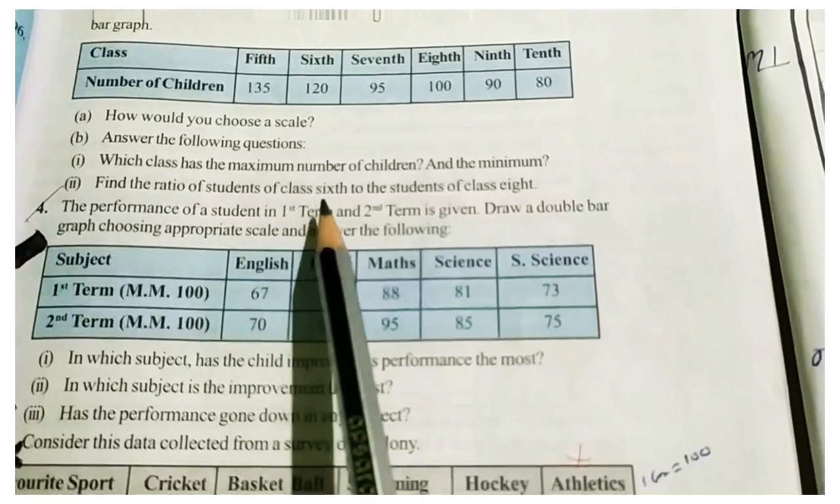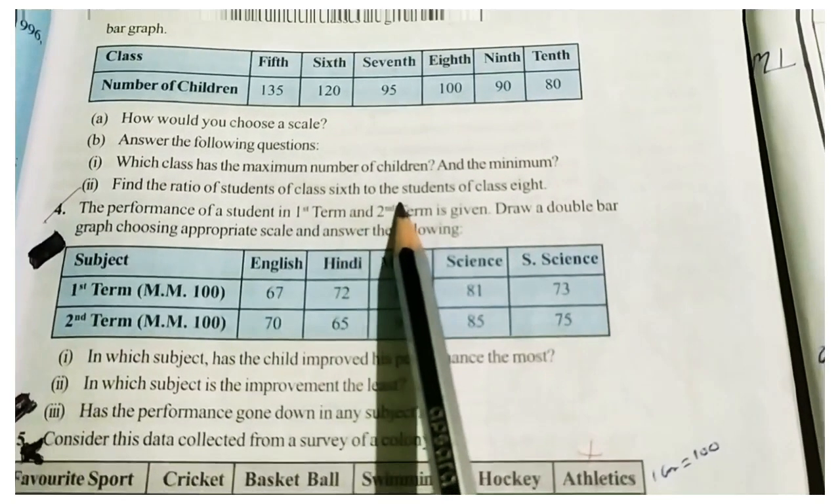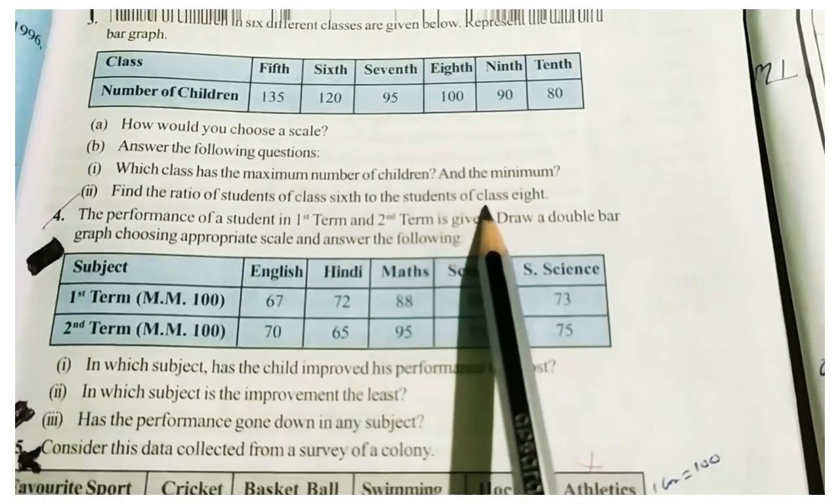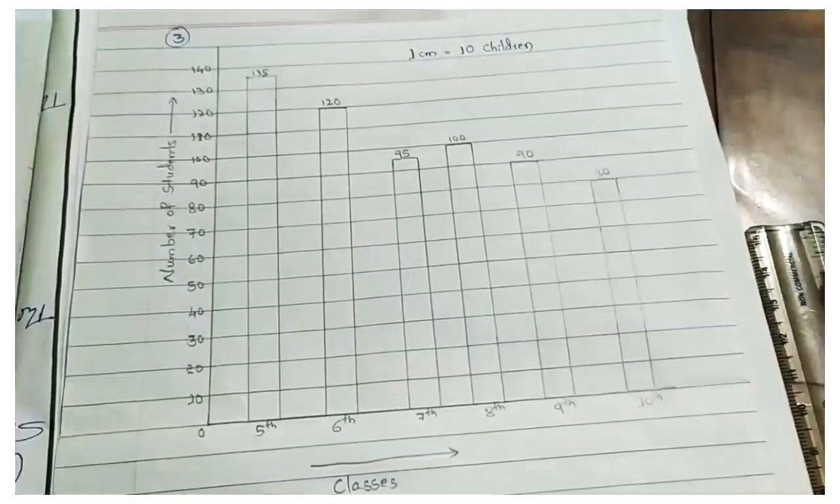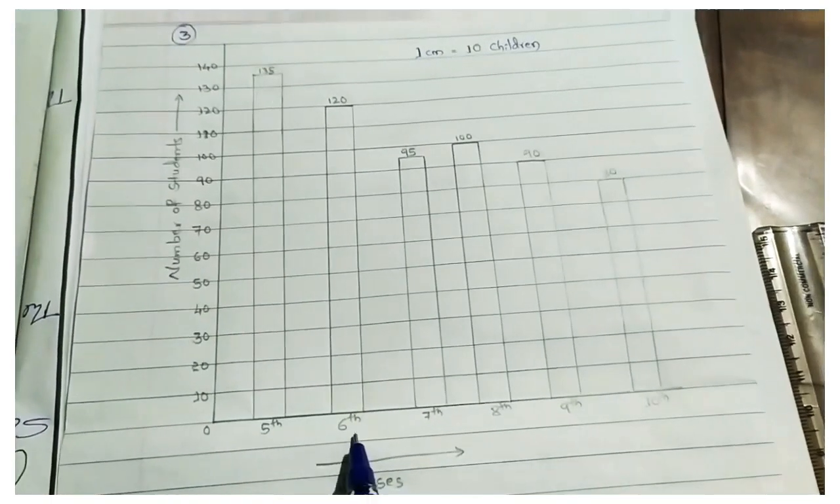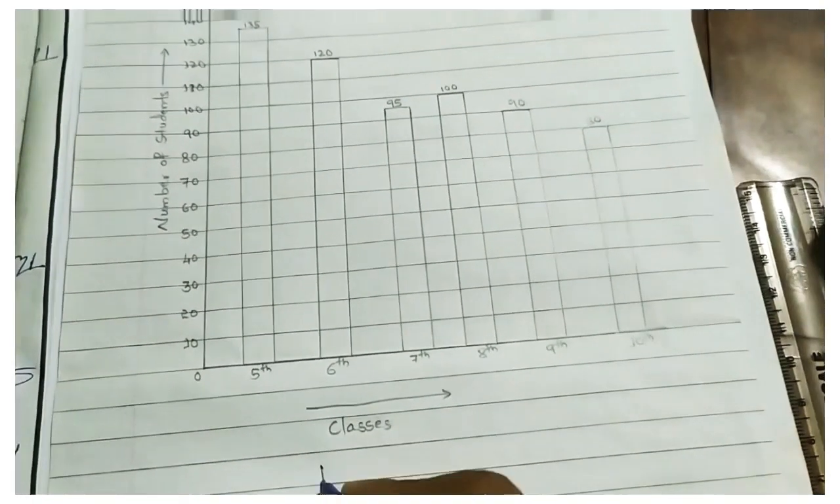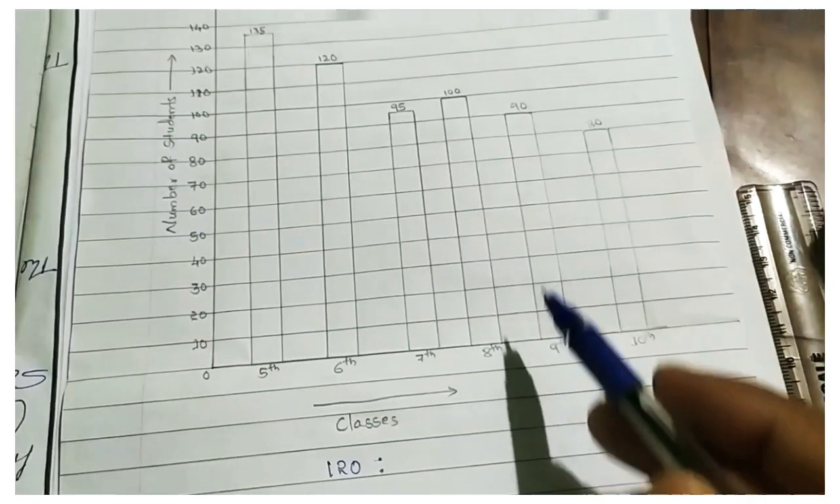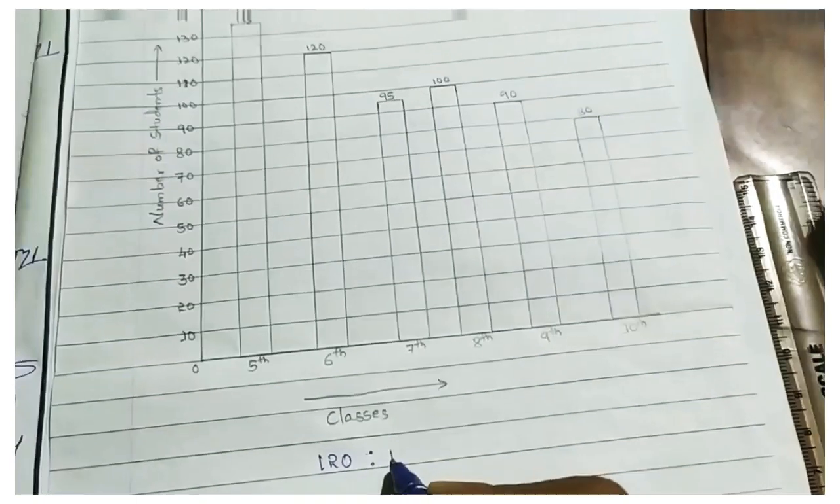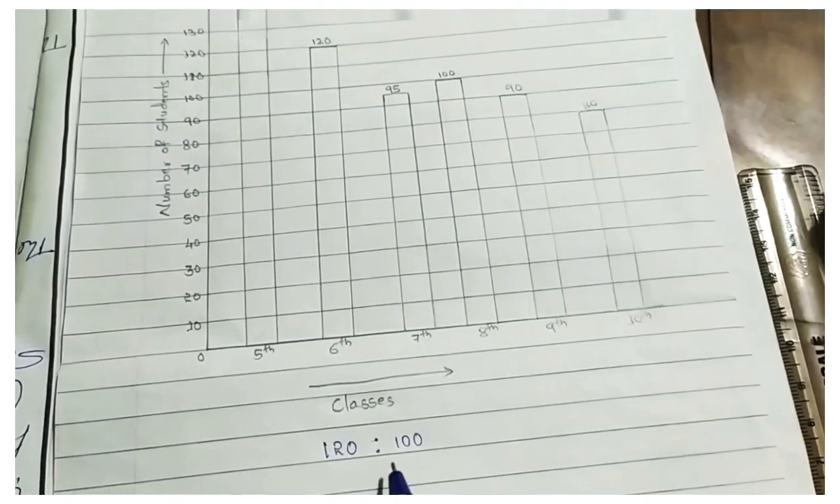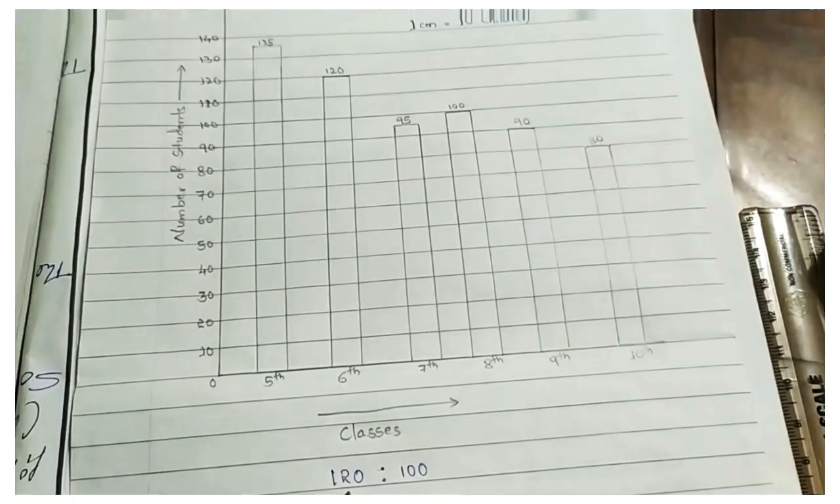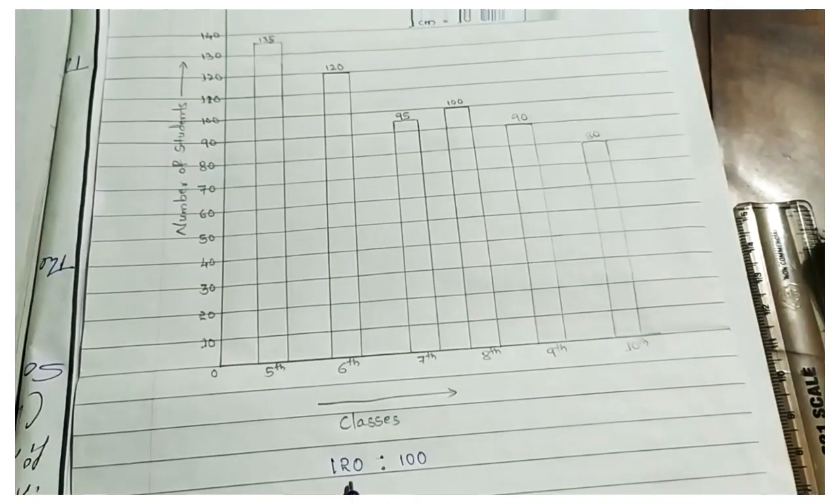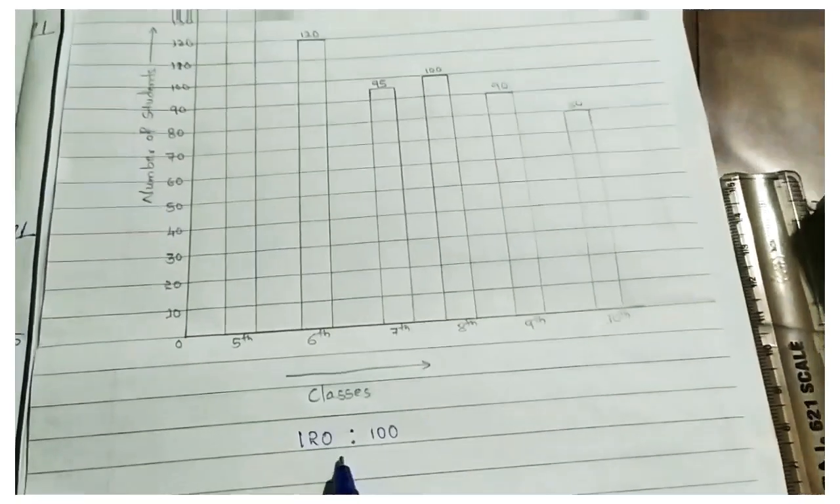Find the ratio of students of class 6th to the students of class 8th. In the 6th class how many are there? 120. Next, in 8th class how many are there? 100. So this is our ratio of 6th standard to 8th standard. Now let us simplify it.